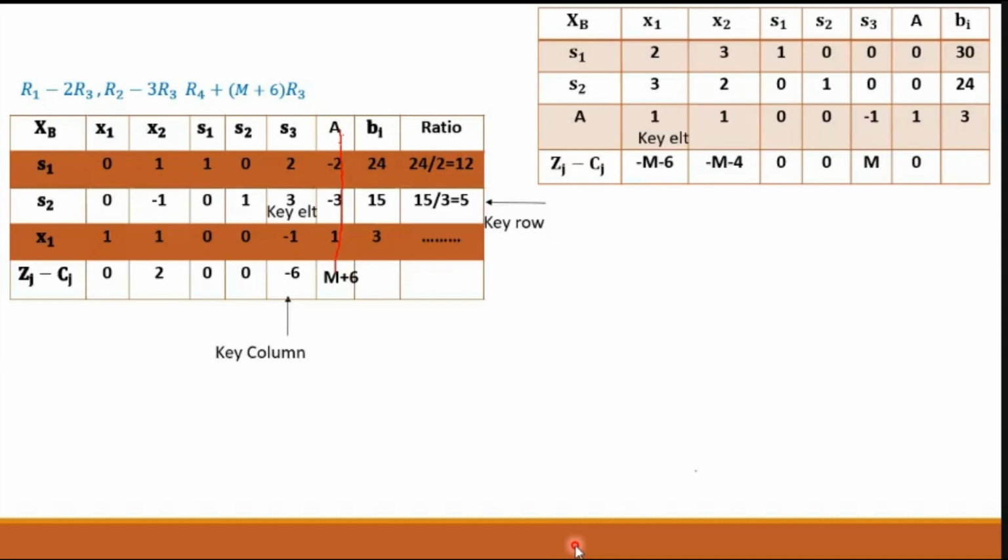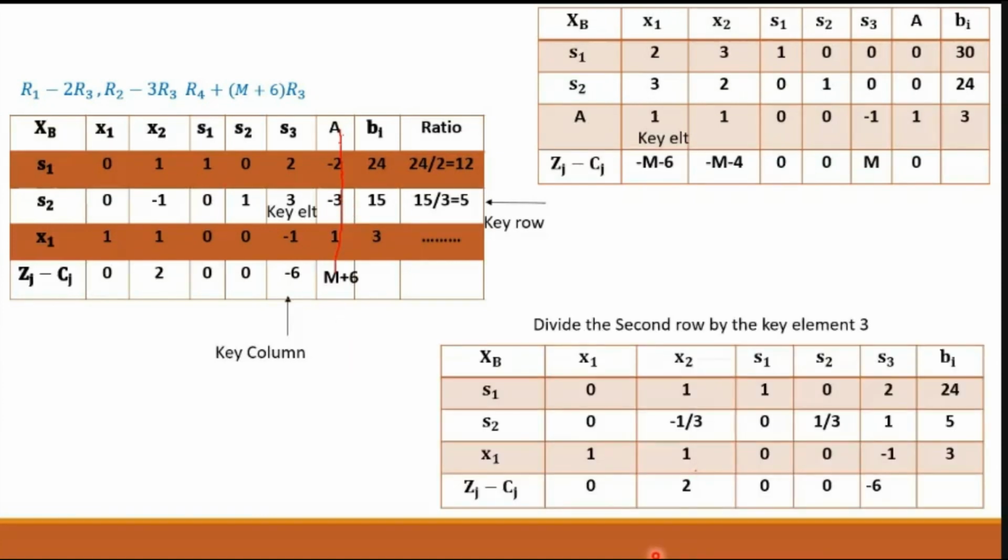Once you get the key element, your aim is to make the key element 1. And this key element is made 1 only by dividing that particular row. This key element is made 1 by dividing this row by the key element 3. Do not use anything else, don't do something like 3 minus 2 equal to 1. This is made 1 only by dividing the second row by 3.